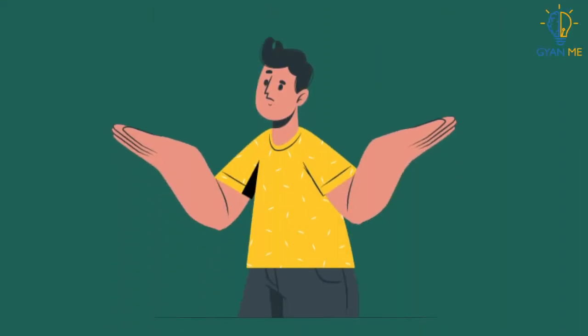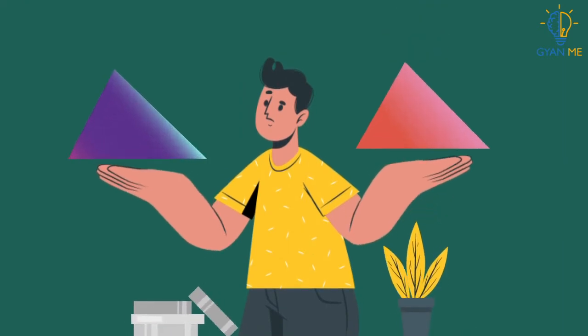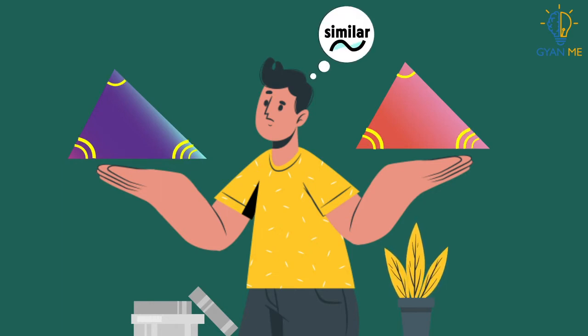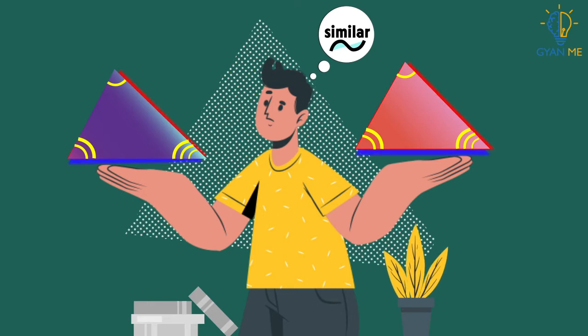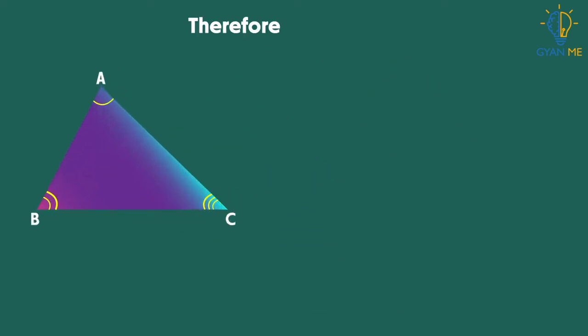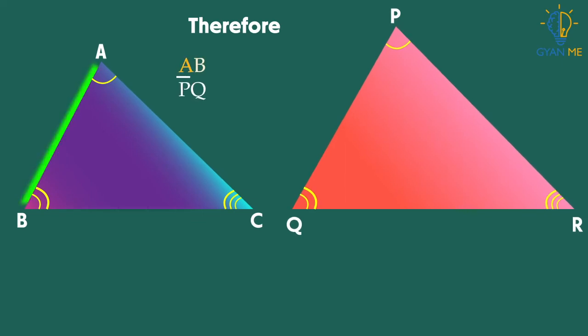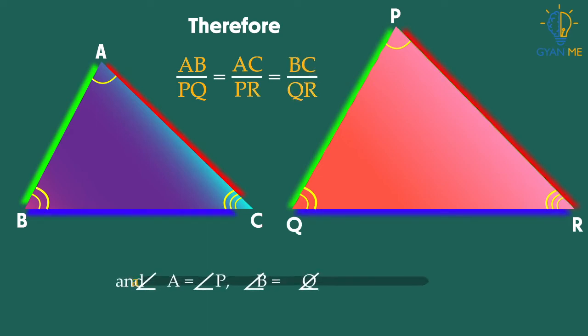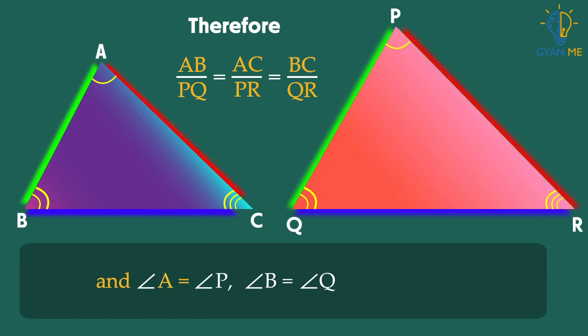Now students, recall the conditions of similar triangles. It says that if two triangles are similar, then their corresponding angles will be equal and their corresponding sides will be proportional. Therefore, we can write AB upon PQ is equal to AC upon PR, which is equal to BC upon QR. And also, angle A is equal to angle P, angle B is equal to angle Q, and angle C is equal to angle R.